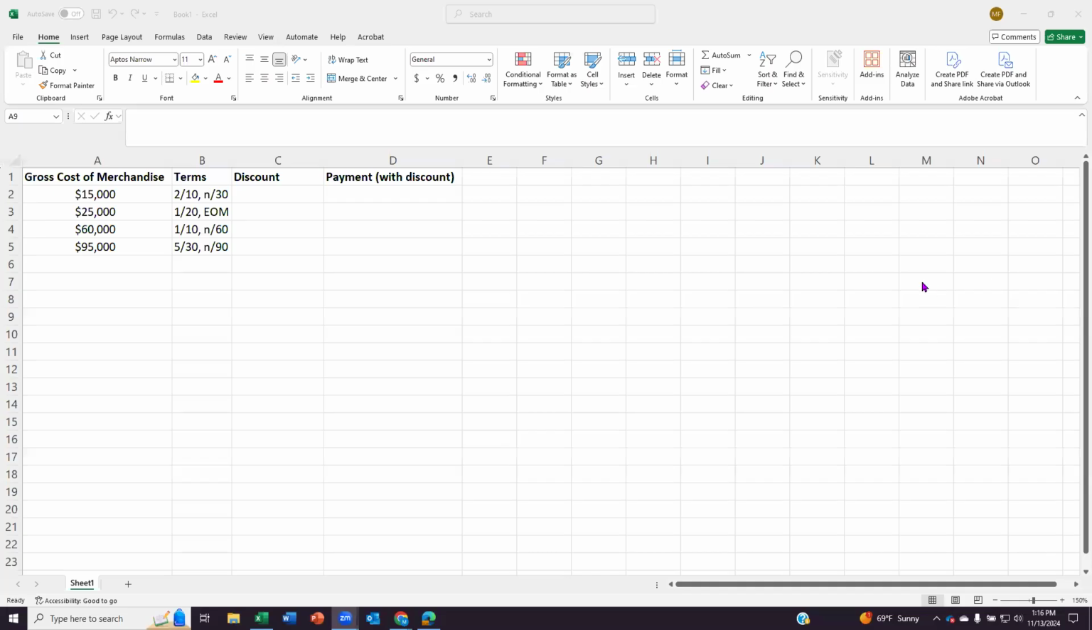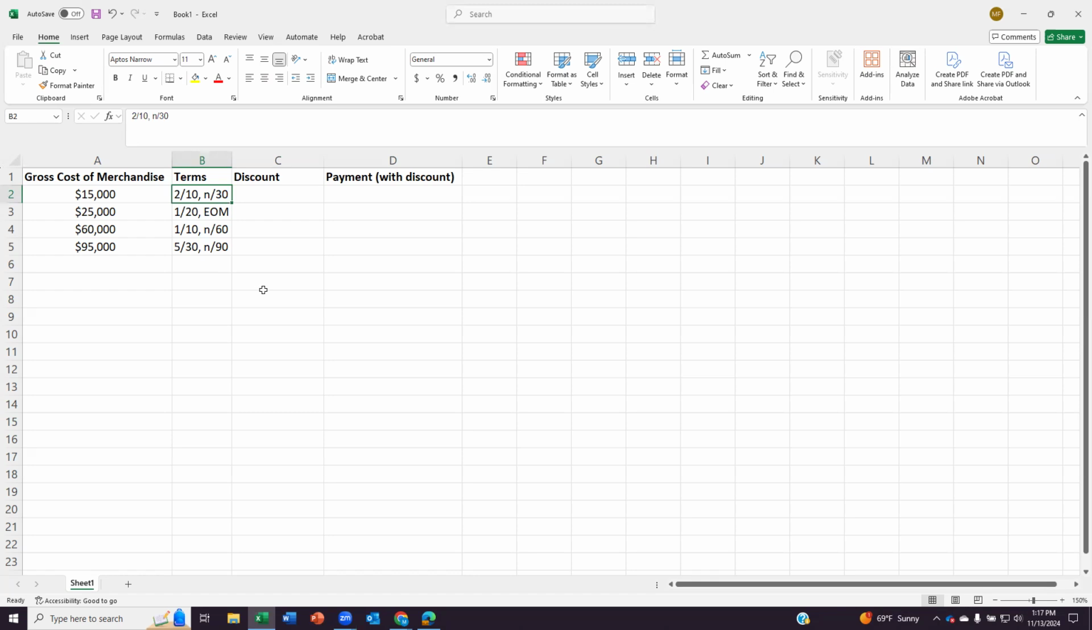Hey everybody. So I've had some questions about how you go about understanding and calculating merchandise purchase discounts and understanding the terms and how those work. So the terms, you'll see in my column here called terms, I've got a number of terms. They're always written in the same format, which is an amount of discount slash if paid within that many days, comma, and it's usually N for net 30.